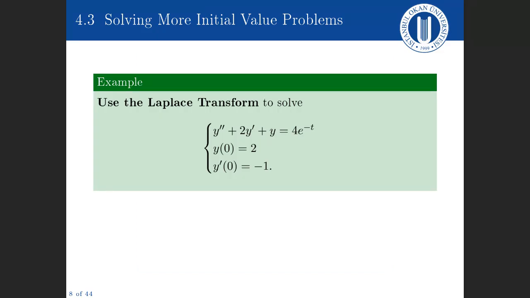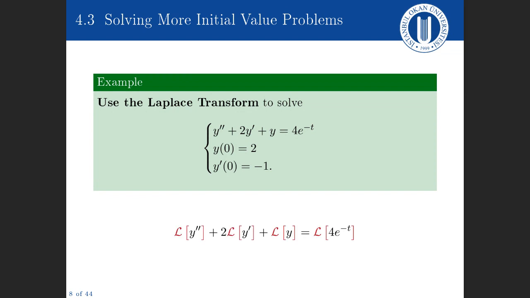Let's do another one. Use the Laplace transform to solve y double prime plus 2y prime plus y is equal to 4 e to the power minus t, with the initial conditions y of 0 is 2, y prime of 0 is minus 1. This one I'm going to go through very, very quickly. First, we have the differential equation, and we take the Laplace transform of everything.